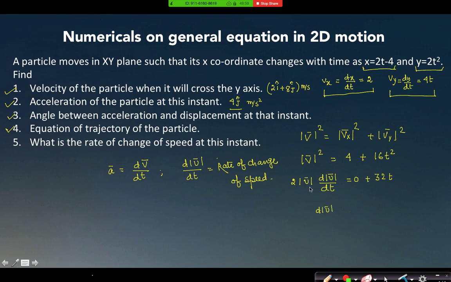Can you tell me what is the value of mod V actually at this instant? 2 root 17. So it is root under 68, that is 2 root 17. So 2 times 16t with t equal to 1 gives 32, divided by mod V, which is 2 root 17. So have you got this as your answer? 16 by root 17.